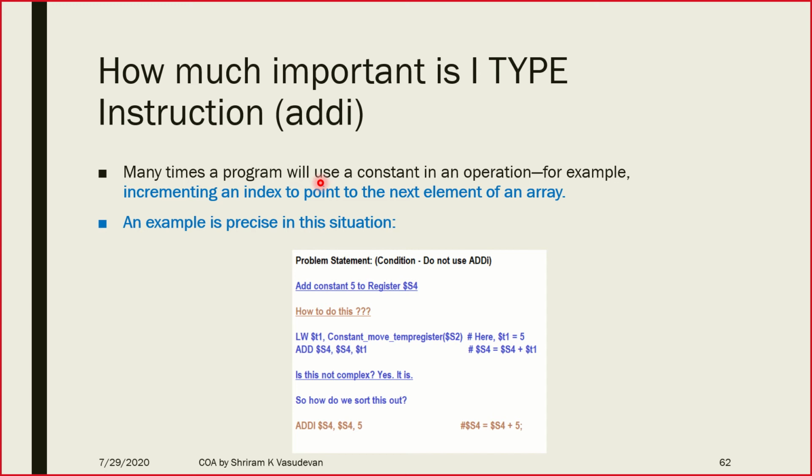For an instance, I'm going to add some value to some register. I've got a register, say T0, and in the T0 I've got some value, say 5, and I need to add 1 to it. If I-type instructions are not available, remember, if I-type instructions are not available, how you work in that situation is very pathetic. You need to first load the content into a particular register from a memory location.